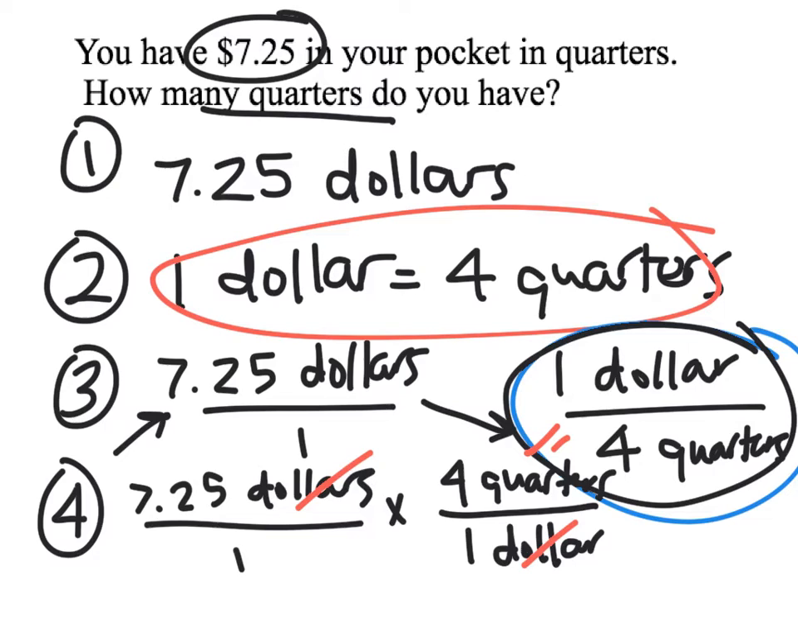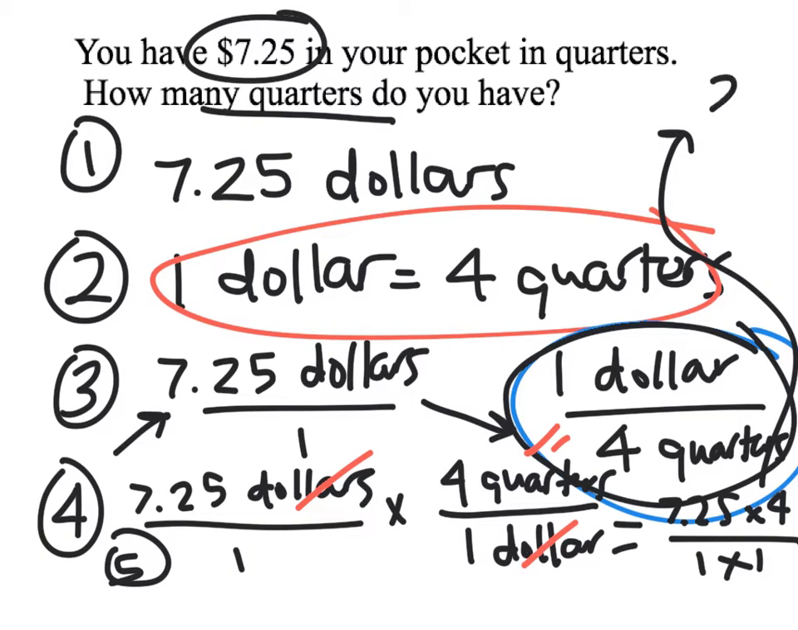Step number 5 then is to just multiply. So 7.25 times 4 divided by 1 times 1 gives me an answer of, let me just draw up here, 29 over 1, which is equal to 29, and our units are quarters, because that did not cancel out here.